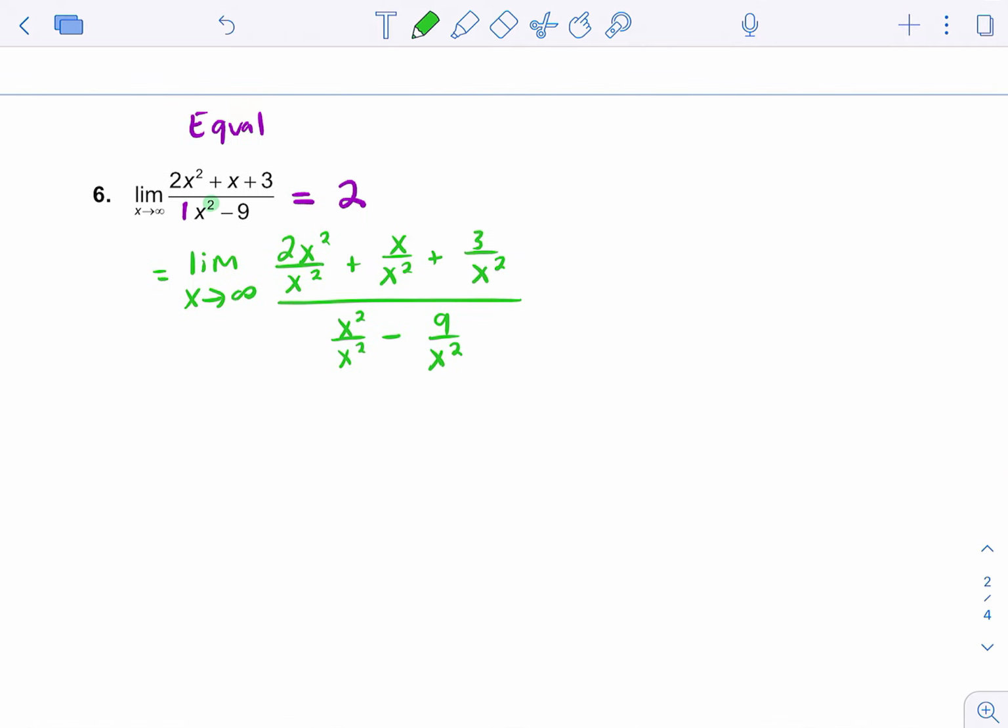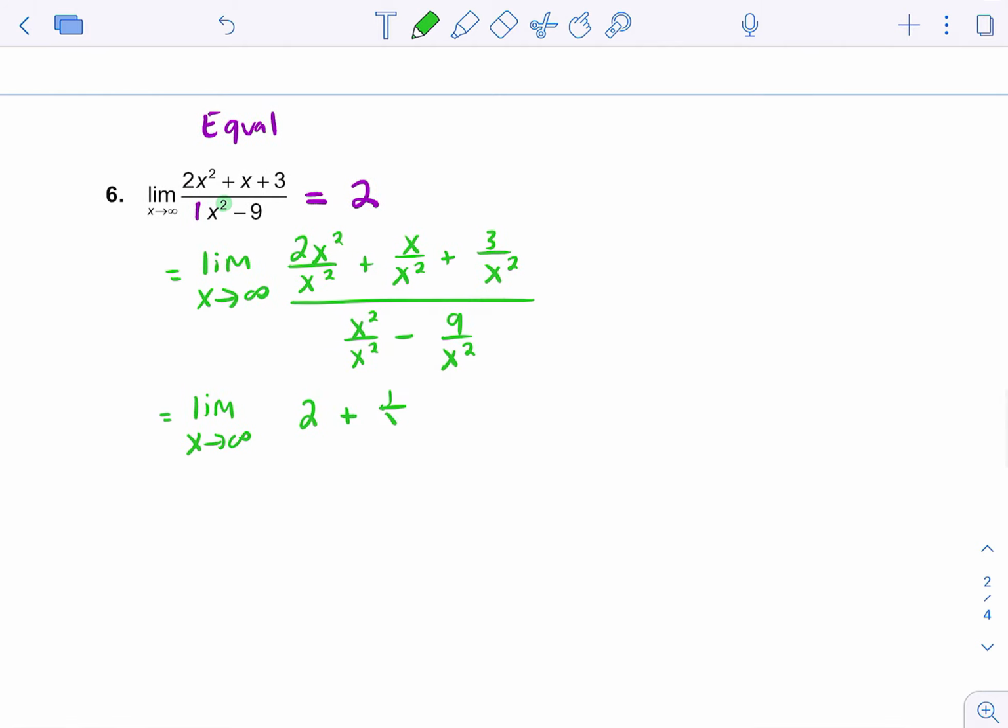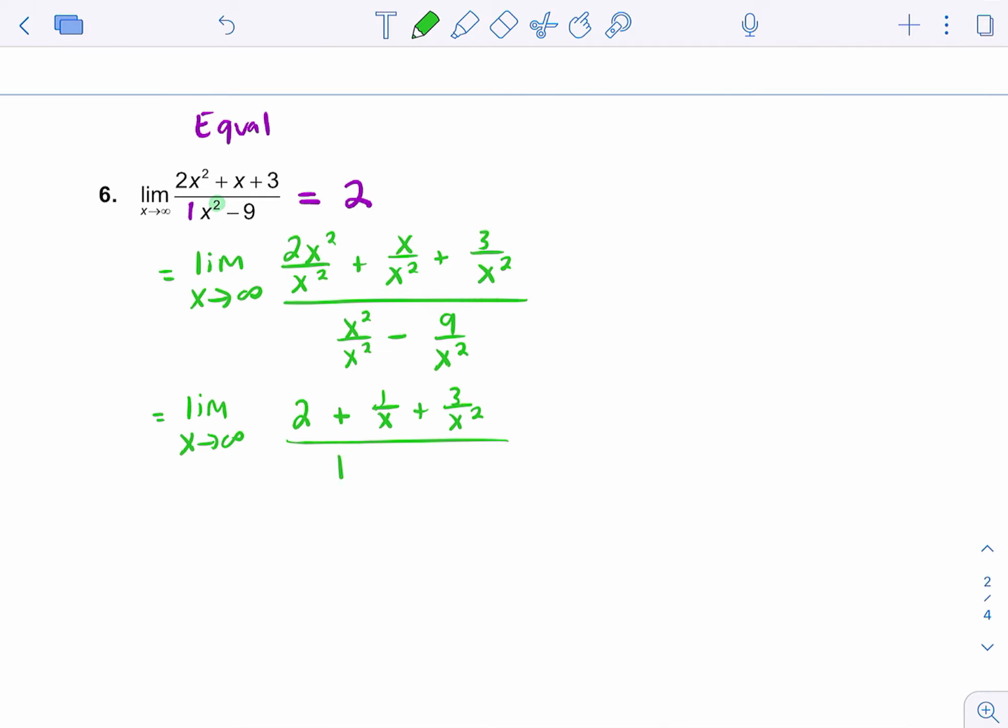So this becomes the limit as x goes to infinity of, let's see here, the 2x squared over x squared just becomes a 2, plus 1 over x plus 3 over x squared, all over 1 minus 9 over x squared.